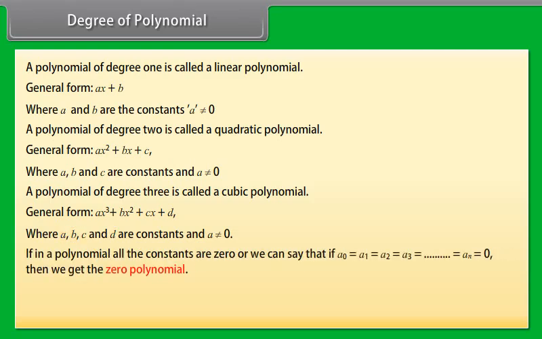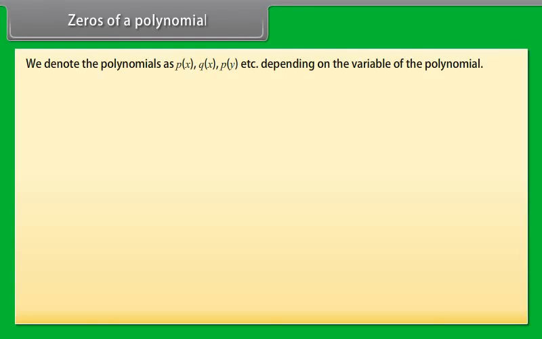A polynomial of degree 3 is called a cubic polynomial. Its general form is ax raised to the power 3 plus bx raised to the power 2 plus cx plus d, where a, b, c, and d are constants and a is not equal to 0. If in a polynomial all the constants are 0, or we can say that if a0 is equal to a1, is equal to a2, is equal to a3, is equal to so on, is equal to an, is equal to 0, then we get the 0 polynomial. 0 polynomial is denoted by 0. The degree of the 0 polynomial is not defined.